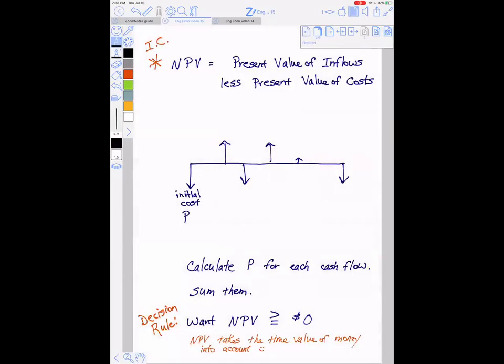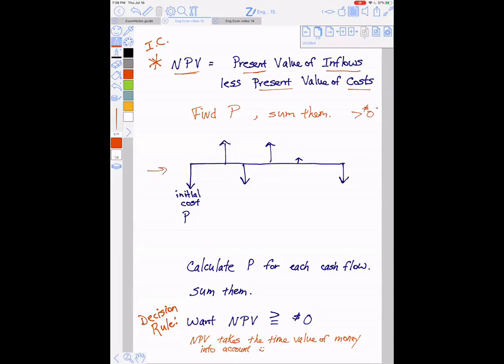All right, let's go on to today's topic, net present value. This is an important concept. NPV or NPW is the present value of inflows minus, or less, the present value of costs. So we're taking everything to their present values. So basically it's find P, right? Find the present value of all the cash flows and then sum them. And we want it to be greater than $0. Okay, but we'll get to that in a second.